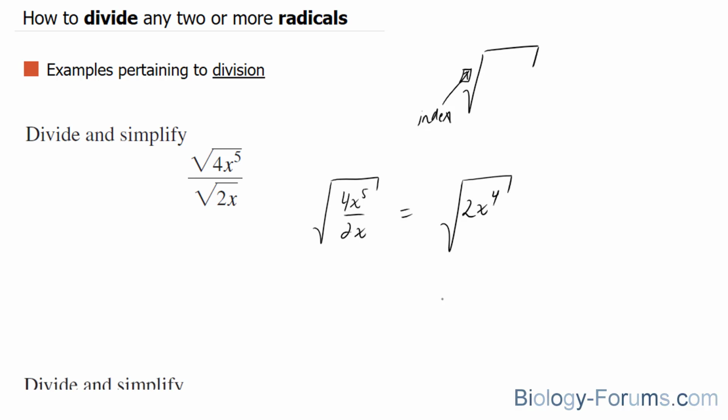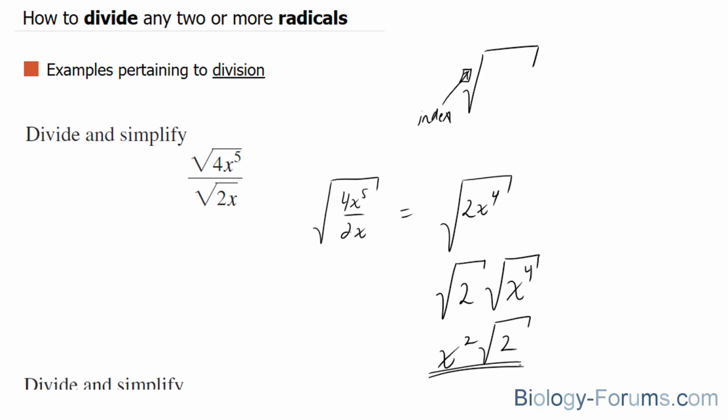Now keep in mind that when you have a radical and the radicand contains two parts, you can individually give those parts the radical itself. That being said, the square root of 4 is 2, the square root of x to the power of 4 is x squared, and this remains the way it is, and your final answer is this.